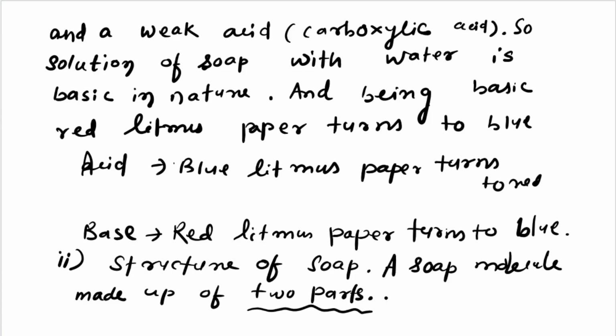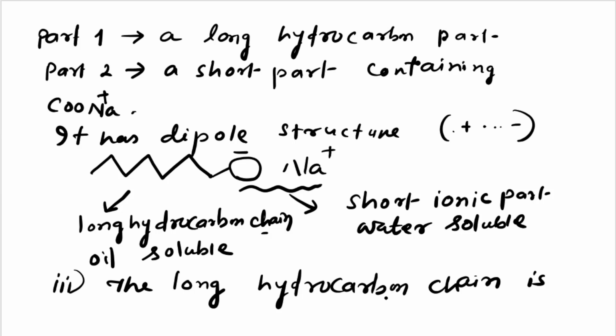That soap has two parts. What is that part? Part 1, a long hydrocarbon part. See, this is the diagram. This is the long hydrocarbon part. And second, a short part containing COONa. Here in the diagram you can see the short ionic part is water soluble and the long hydrocarbon is oil soluble. That means it has a plus side and a minus side. That is dipole nature, dipole structure.